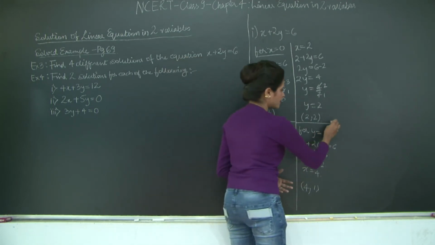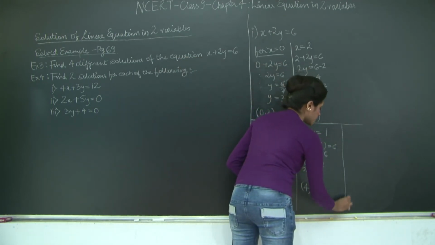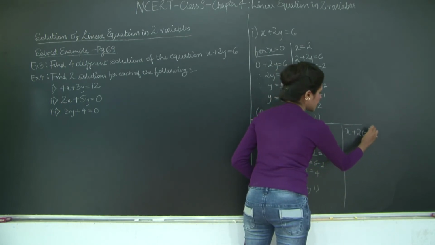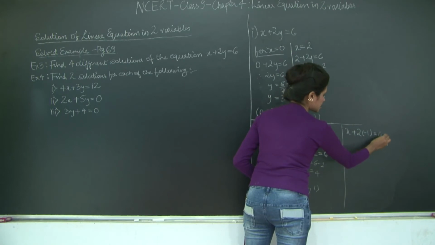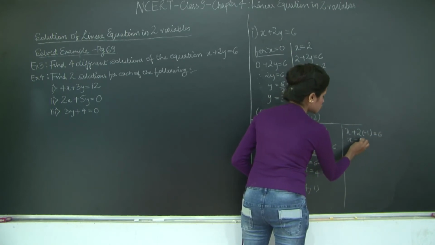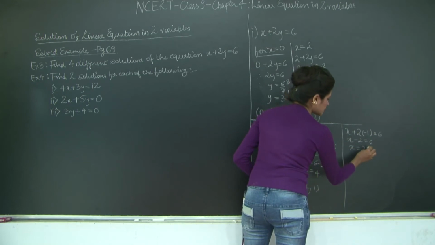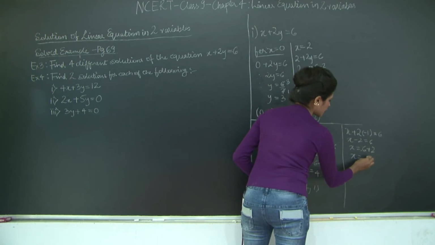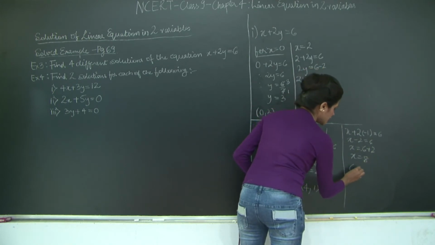You can take any negative value also. For example, instead of y is equal to 1, if I would have taken y is equal to minus 1, let's see what our equation becomes. x plus 2 into minus 1 is 6. So x minus 2 is equal to 6. So x is equal to 6 plus 2. Therefore x is equal to 8. So one of our solutions could be 8 comma minus 1.